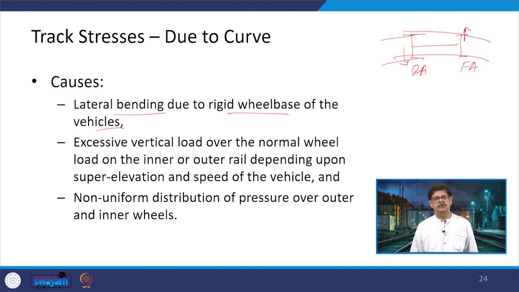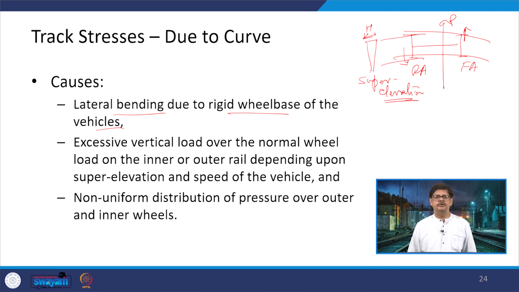Excessive vertical load over the normal wheel load on the inner or outer rail, depending upon the super elevation and the speed of the wheel, because here a centrifugal force is acting, and so as to counter that, this rail section has to be in this form. So, it means there is some height h which is being given, which is defined as super elevation. So, excessive loads are going to be there depending on whether the super elevation is correctly given or not, or if the speeds are higher, then also that will be the problem.